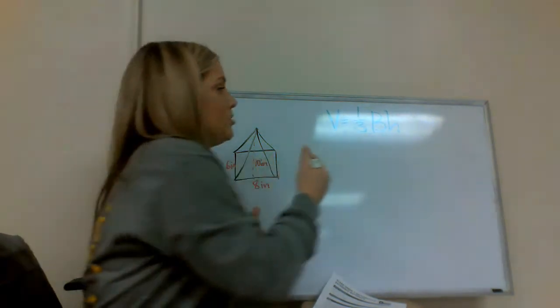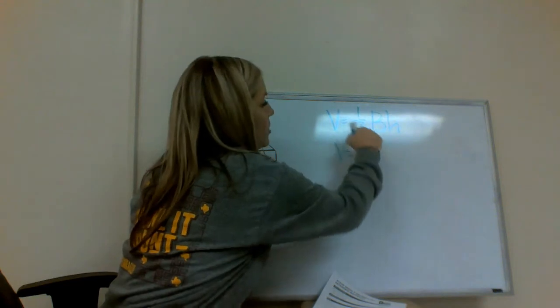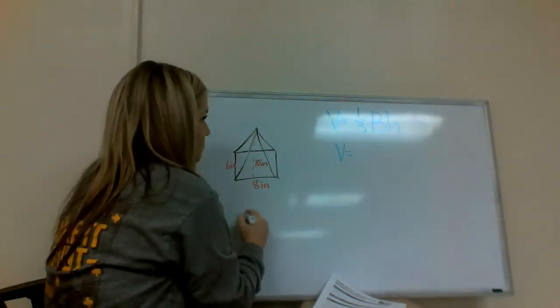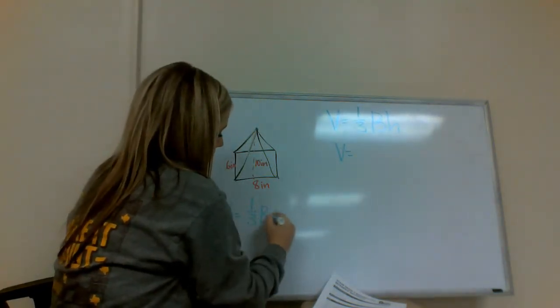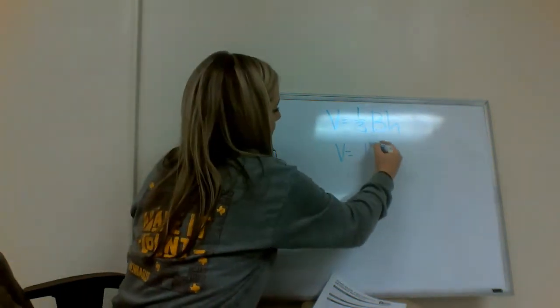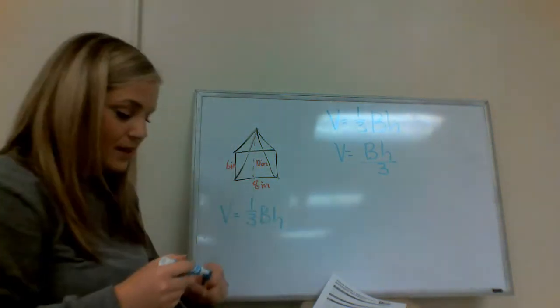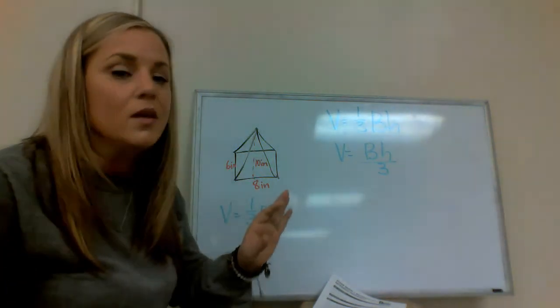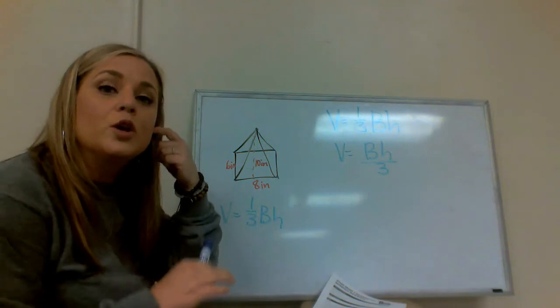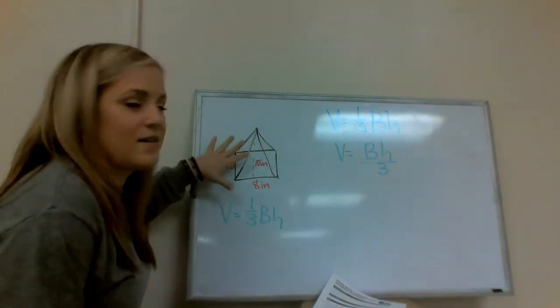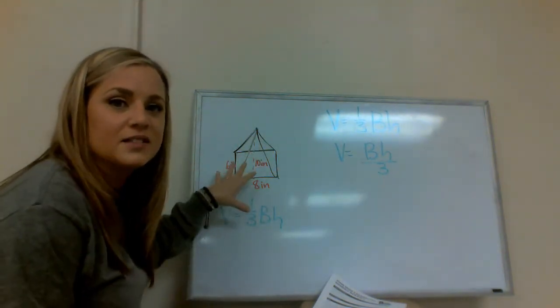I would prefer to do it this way, and you can do it this way. We'll do it down here this way. I'm going to do it this way: capital B times the height divided by 3. Okay, that's how I prefer to do it. But we'll do it both ways. So I want you to pause and try to do this. Okay, try to solve this.